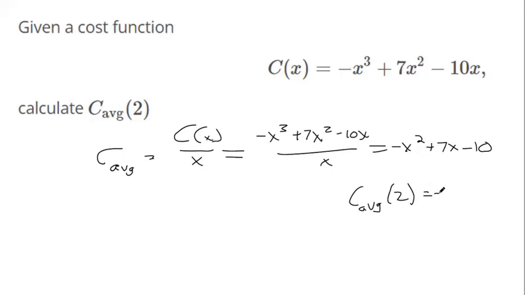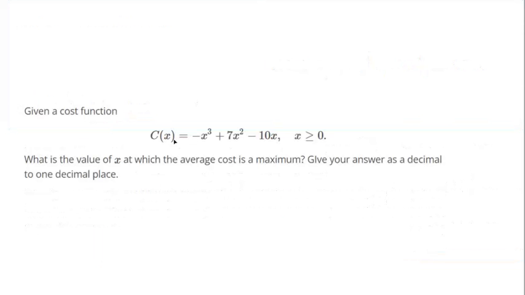So it just means we go and plug 2 in for every x that we see. So that's negative 4 plus 14 minus 10. 14 minus 10 is 4. 4 plus 4 is 0. So it looks like the average cost is 0. One more here.